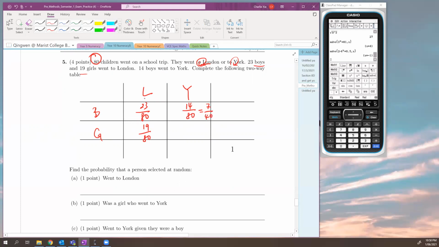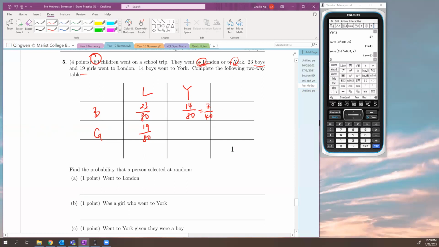Now we can work them out. Remember, this number is going to be the sum of this column, and this number is going to be the sum of this column. This number is going to be the sum of this row, and this number is going to be the sum of this row. And the sum of these two numbers has to be 1, and the sum of these two numbers has to be 1 as well.